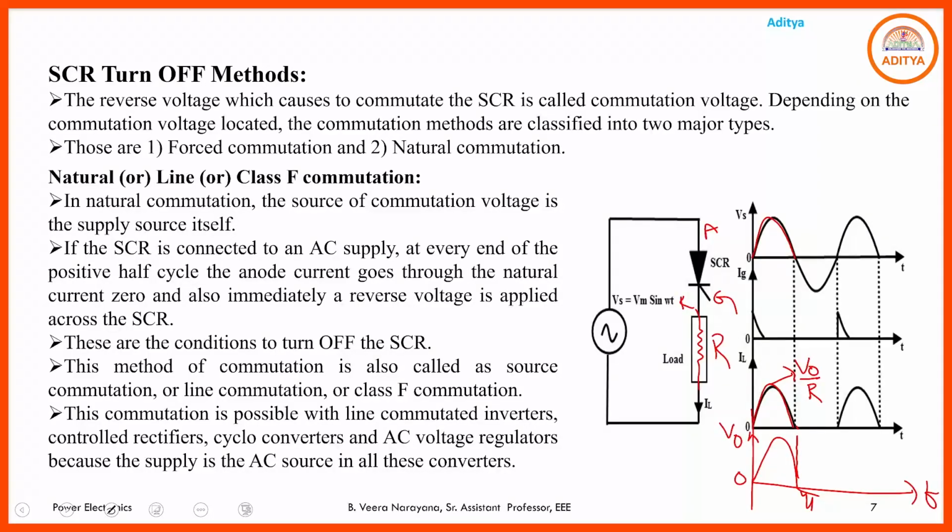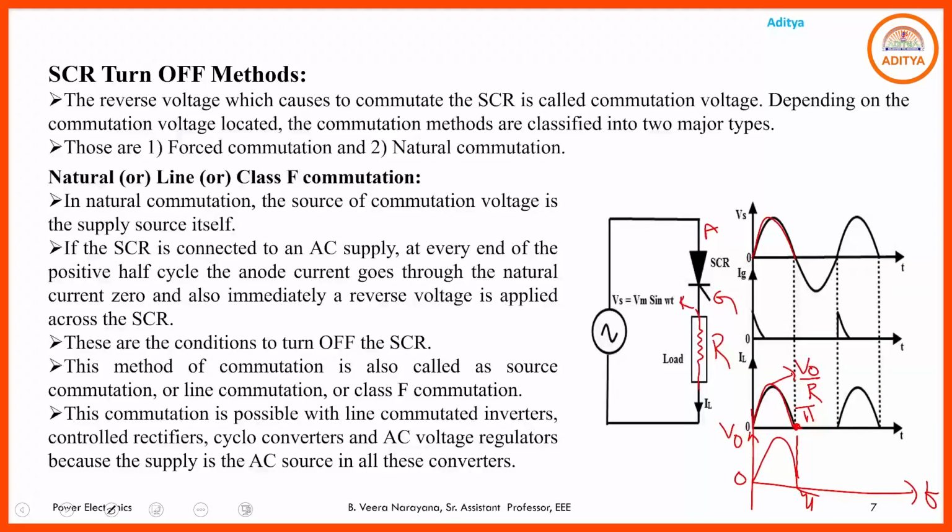So from 0 to pi, the output voltage will be present like this. The total positive half cycle is transmitted from source to the load through the SCR. Assume an ideal SCR, which means there is no voltage across the SCR. The total source voltage is transmitted to the load, and the output current is in phase with the voltage. At omega t equal to pi, the output voltage is 0 and the output current is 0.